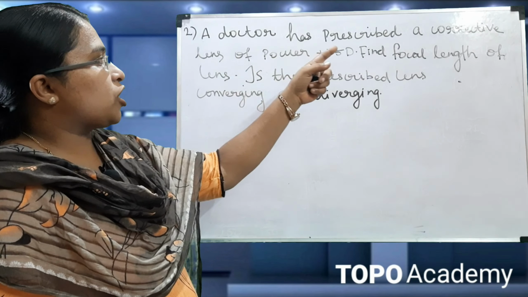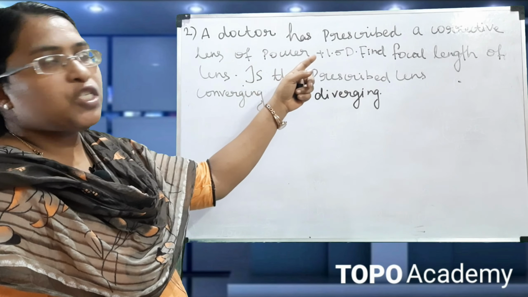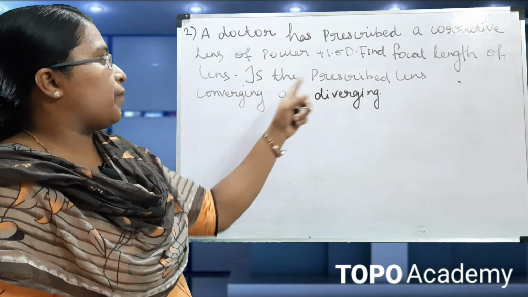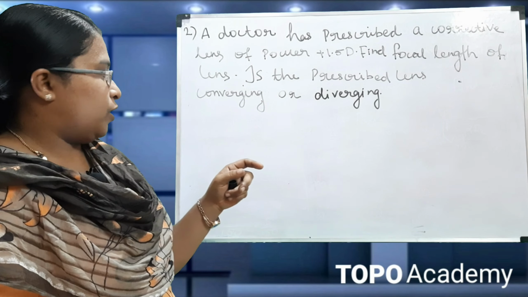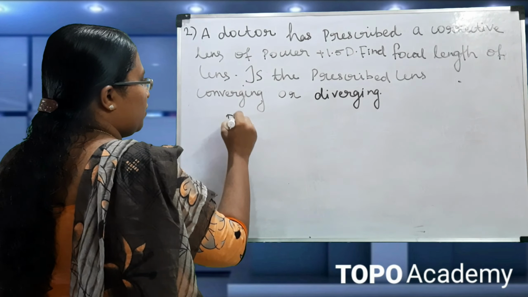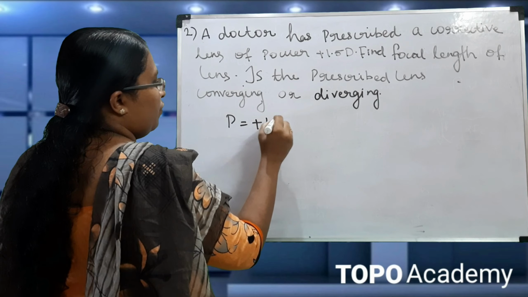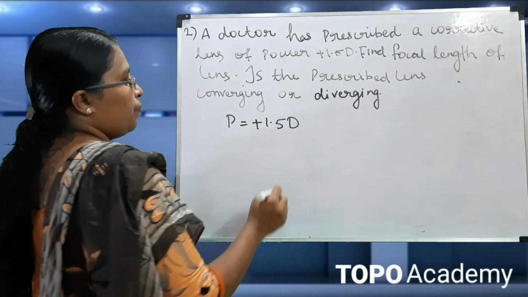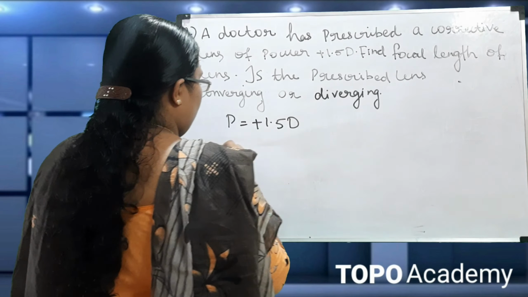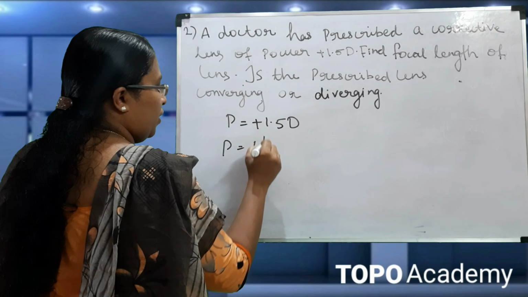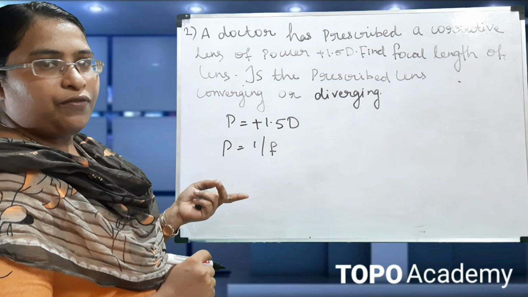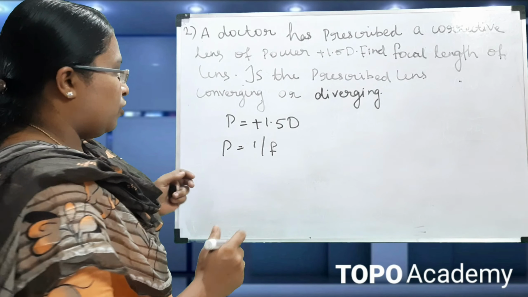So the second question: a doctor has prescribed a corrective lens of power plus 1.5 diopter. Find the focal length of the lens. Is the prescribed lens converging or diverging? So here the power is given, plus 1.5 diopter. What is the equation for the power of the lens? Power is equal to 1 by f. Power is given, so we have to find the focal length.